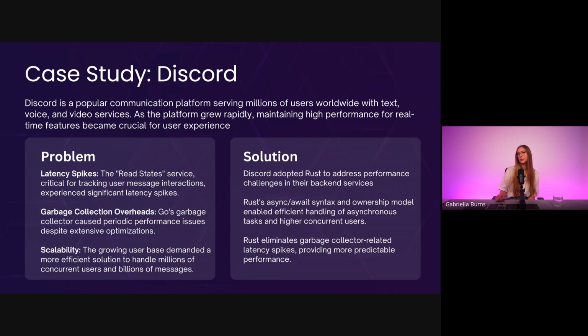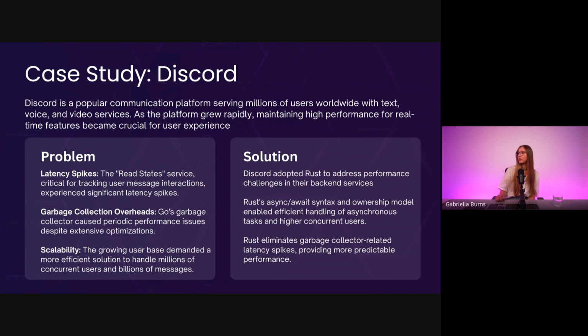So some of the problems they experienced were latency spikes. Their read state service, which is critical for tracking user message interactions, experienced latency spikes. Then there's the garbage collection overhead. They were previously written in Go, and the garbage collector caused periodic performance issues despite extensive optimizations. And finally, we have scalability. The growing user base demanded a more efficient solution to handle millions of concurrent users and billions of messages.